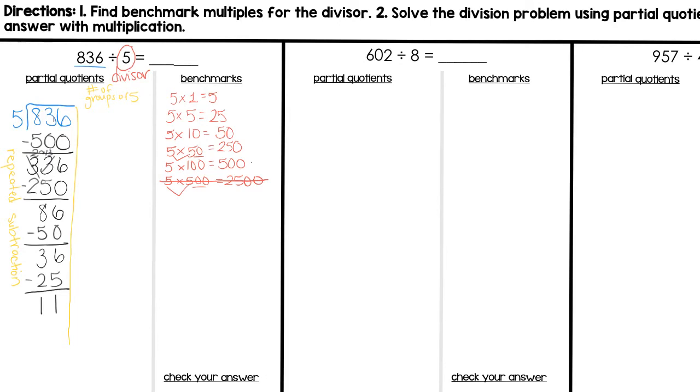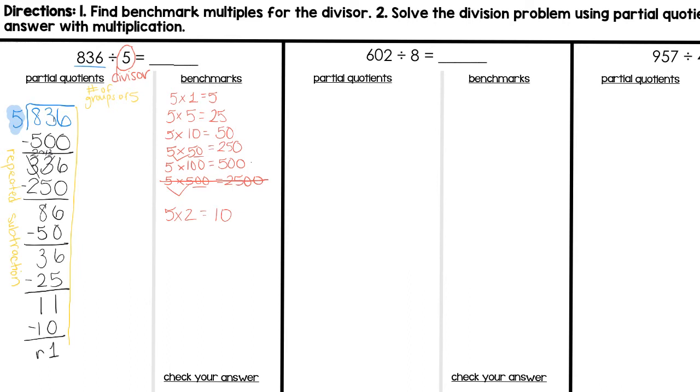Alrighty, we have 11 left. I can come over to my benchmarks and say, okay, 5 is the smallest number that I have left, so I could take away 5. Or I could say, you know what, I know that 5 times 2, and I'm going to write this over here, 5 times 2 equals 10, and that's really close to 11. So I'm going to take away 10, and that gives me 1 left. So because 1 is smaller than my divisor of 5, I know that 1 is going to be a remainder.